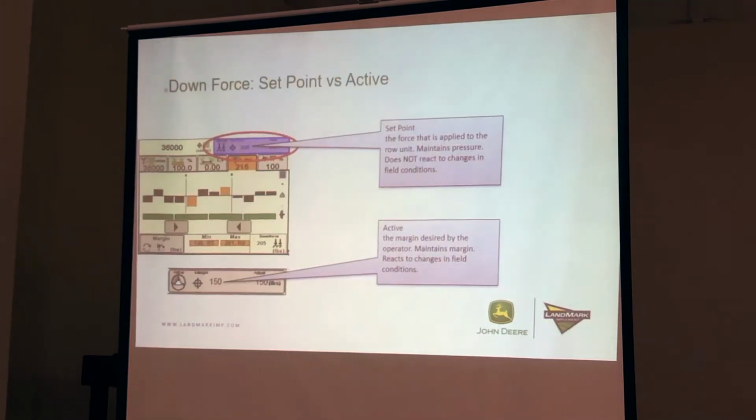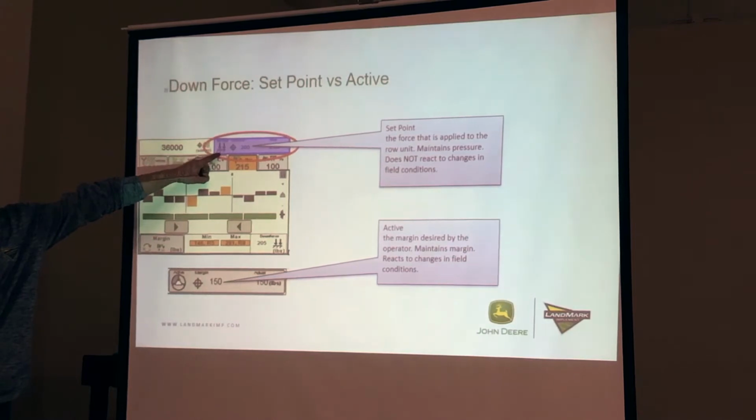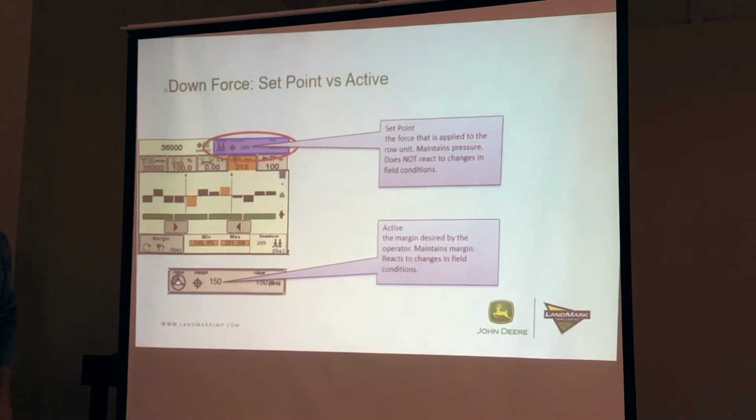And then finally, the thing I just wanted to hammer in your head, I guess, is if you have the active pneumatic downforce system and you think you're running in it, it's always good to check. If you have the active system, you also can run in set point mode. The biggest thing to keep in mind is if you're running in set point mode, you're going to have this fork icon, and that's going to be monitoring and maintaining pressure in the system, and it's not going to react to the field changes.